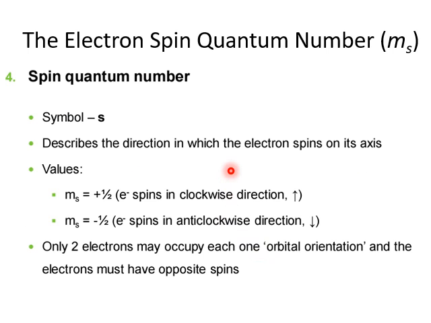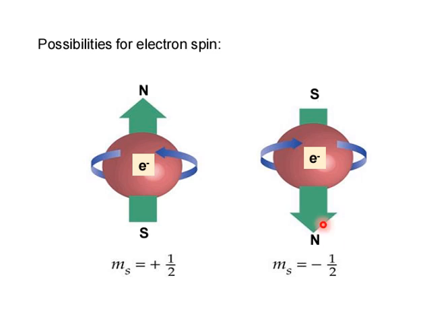For MS, it describes the spin. Spin has just two values, positive half or minus half. The spin is in a clockwise direction or anti-clockwise direction. So this is an example of spin. If it has positive spin, it points out to the north, from south to north. If the spin is anti-clockwise, it just spins up like that. This is clockwise spin.